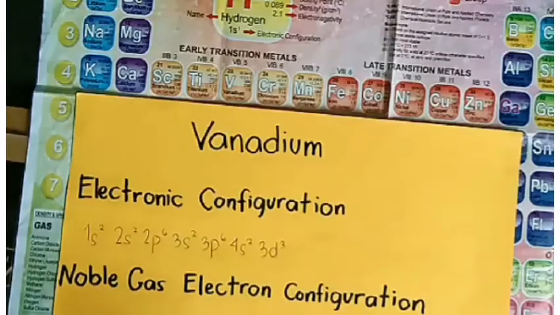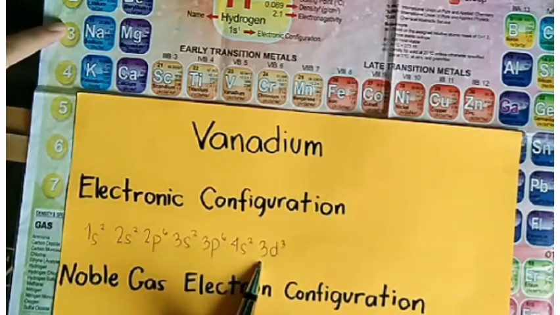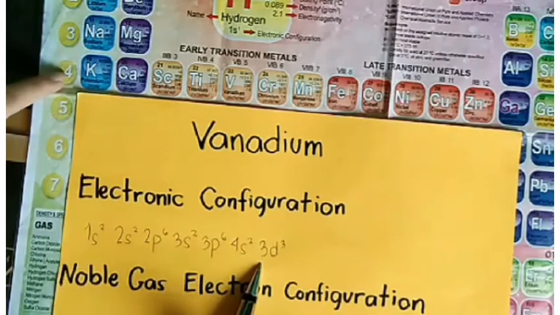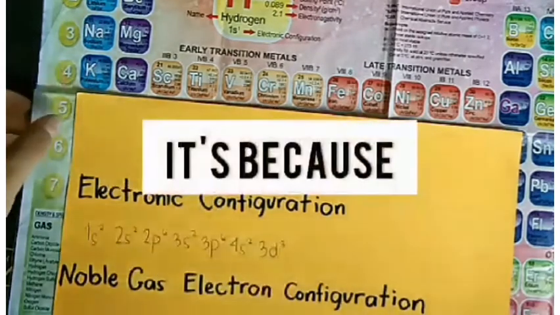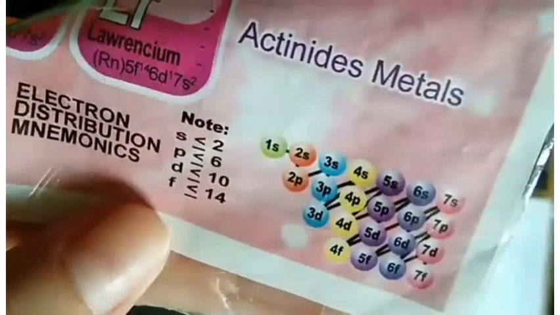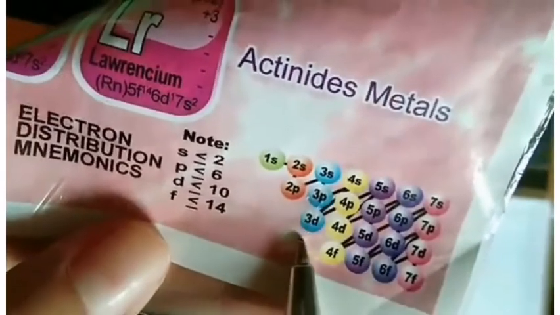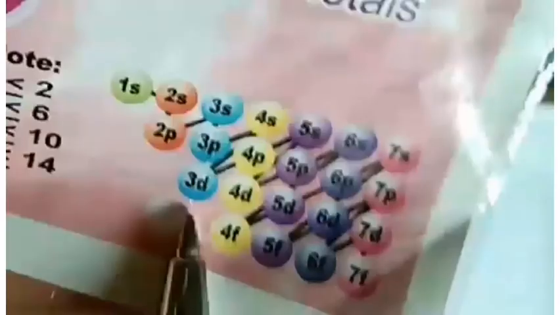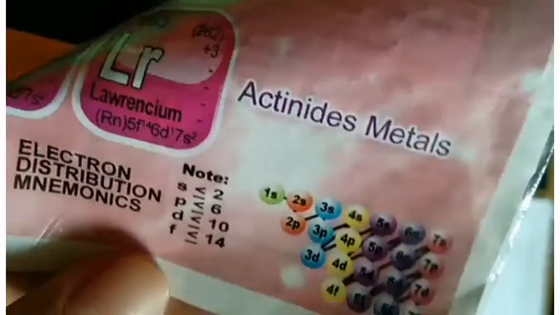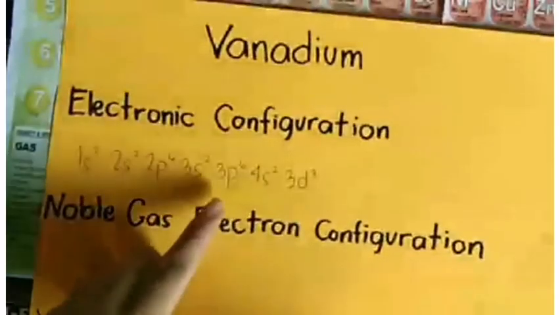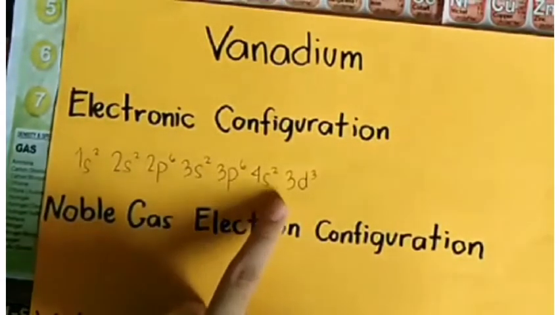So you ask me why this is 3 and not 4. It's because after the 3p, we go up to 4s, then go down to 3d. 3p, go up 4s, then down 3d.